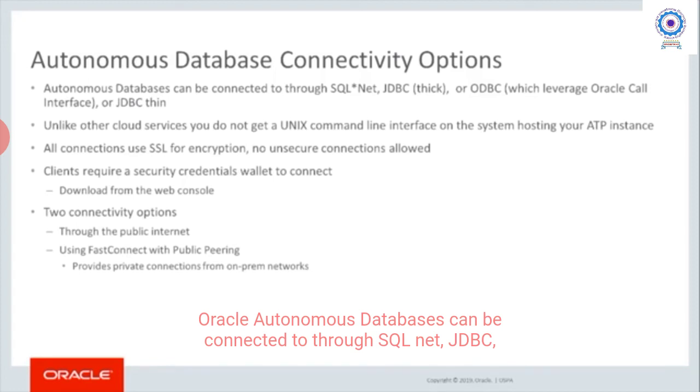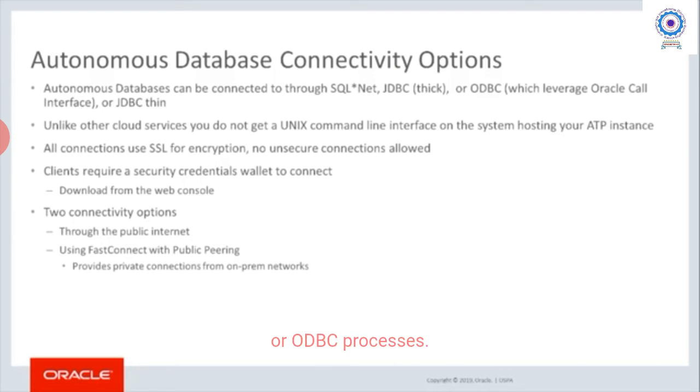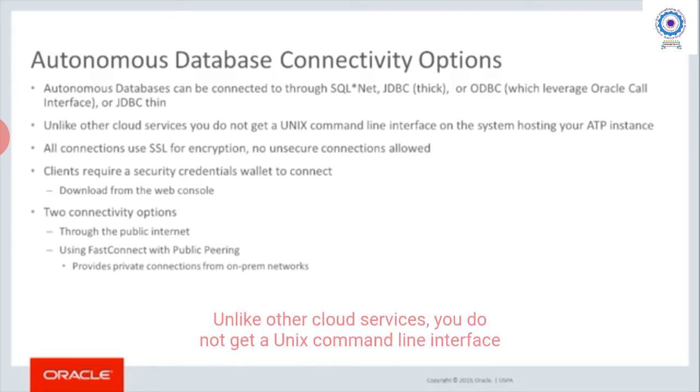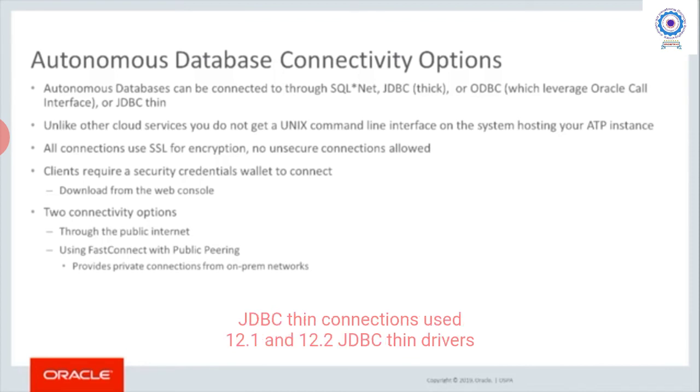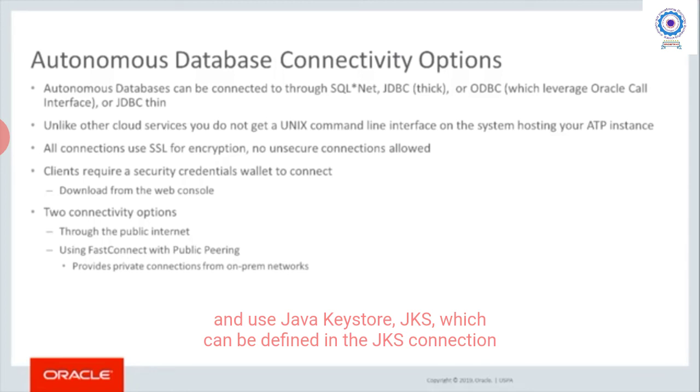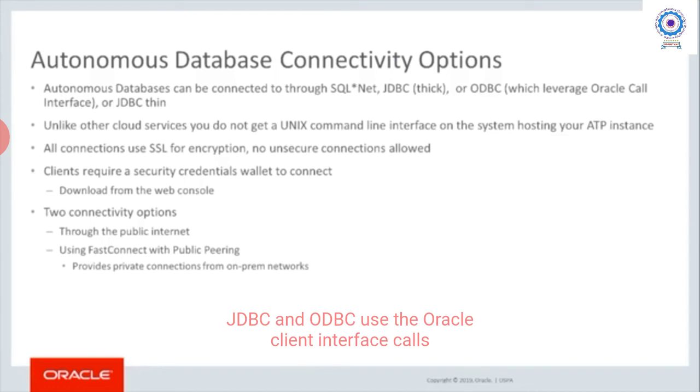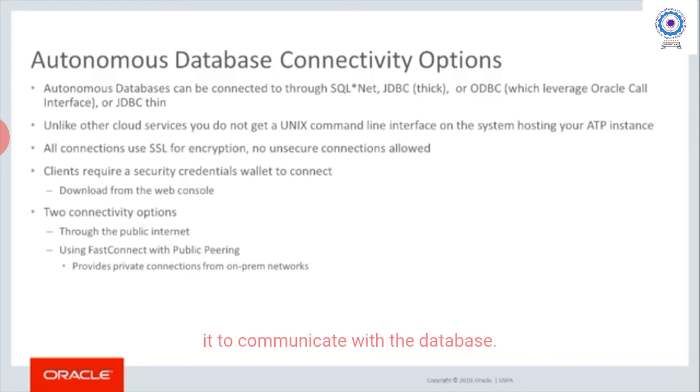Oracle Autonomous Databases can be connected to through SQLnet, JDBC, or ODBC processes. Unlike other cloud services, you do not get a Unix command line interface on the system hosting your Autonomous Database instance. JDBC thin connections use 12.1 and 12.2 JDBC thin drivers and use Java KeyStore, JKS, which can be defined in the JKS connection properties. JDBC and ODBC use the Oracle Call Interface, OCI, and tools like SQLnet and Datapump use it to communicate with the database. All connections use SSL for encryption.